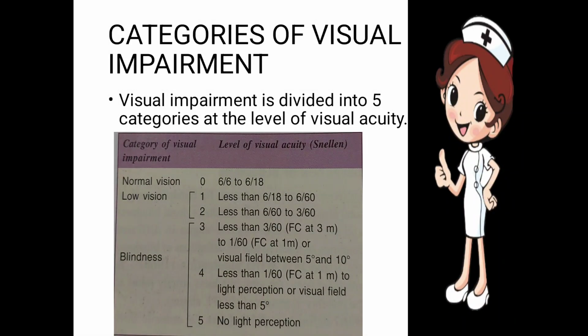Categories of visual impairment. Visual impairment means loss of vision. So what are the categories of visual impairment? Visual impairment is divided into 5 different categories at the level of visual acuity. Visual acuity is measured on the Snellen's chart. Normal vision of a person is considered to be from 6/18 to 6/6. Let's move to the Snellen's chart.